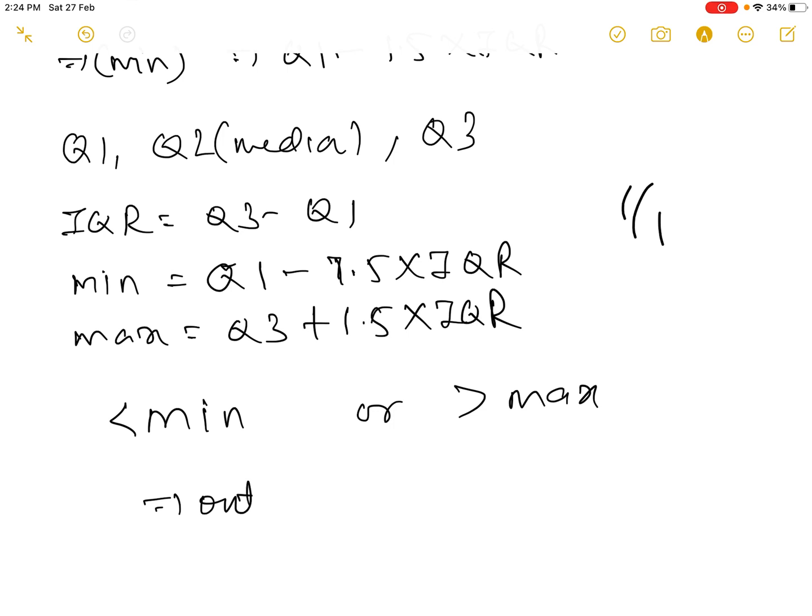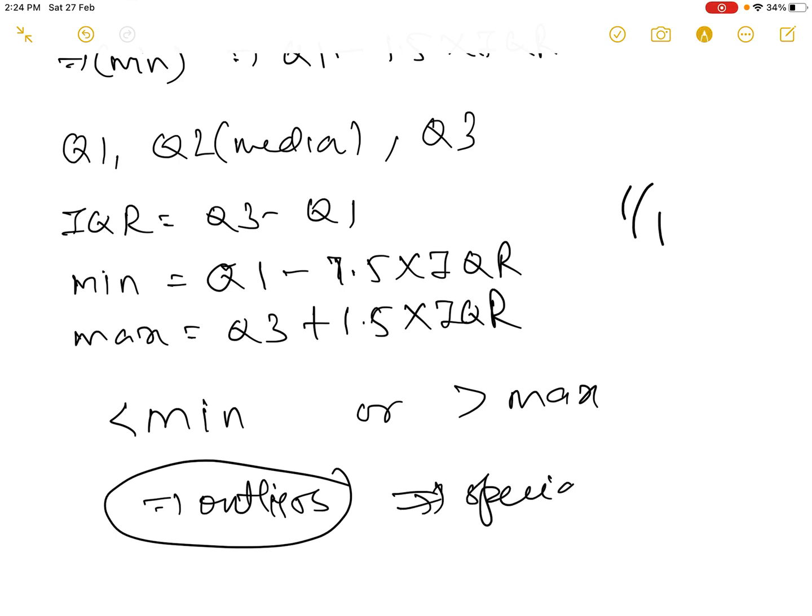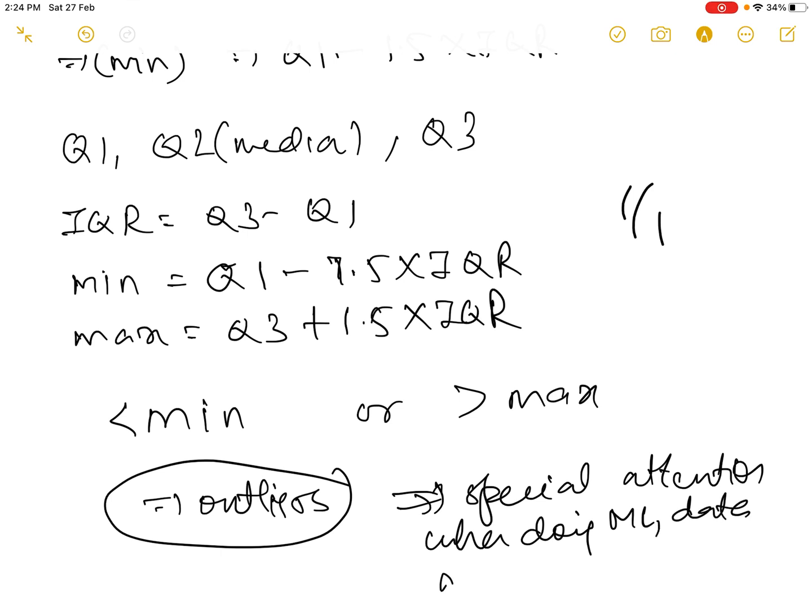Outliers are data points in your data set which are not clustered around, but are far away from the majority of your data points. So they require special attention when doing machine learning or data analysis, anything of that sort. So this is why we need to detect outliers.